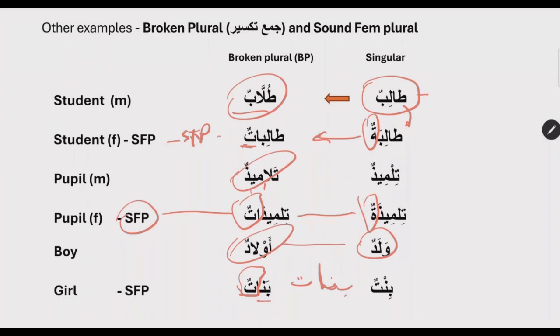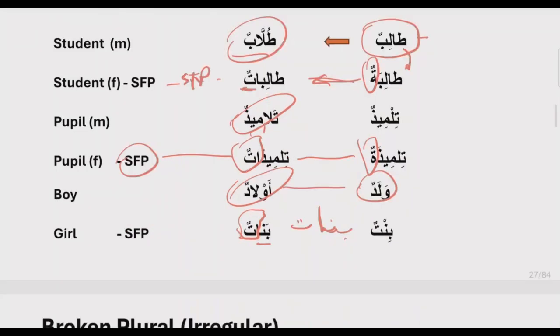human beings, the plural form of the masculine. Whereas with the feminine, at least there was some kind of a pattern where you had sound feminines coming into the play rather than broken plurals.